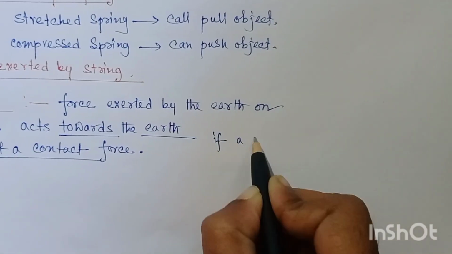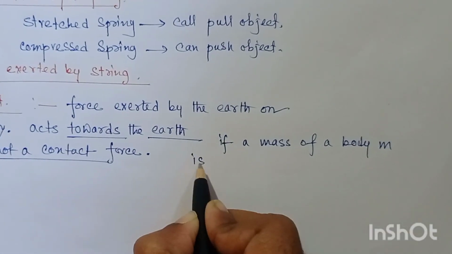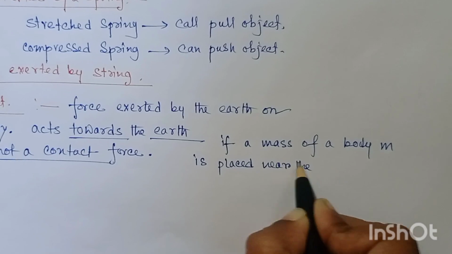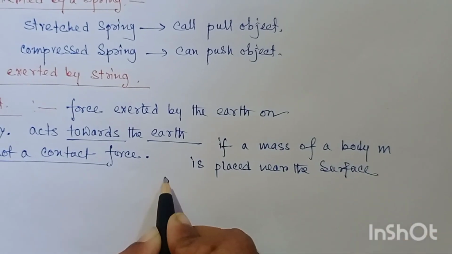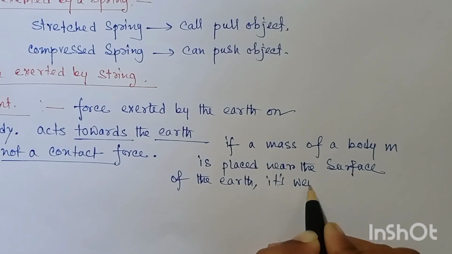If a mass of a body, m, is placed near the surface of the earth, its weight is W equal to m times g, where g is equal to approximately 9.8 meters per second squared, and it's a constant.